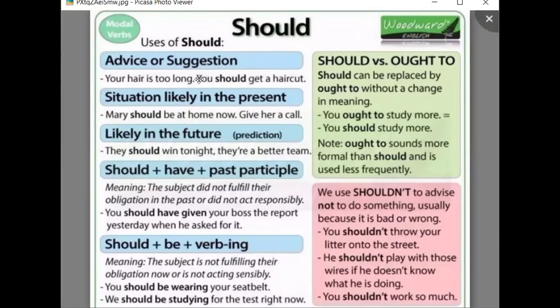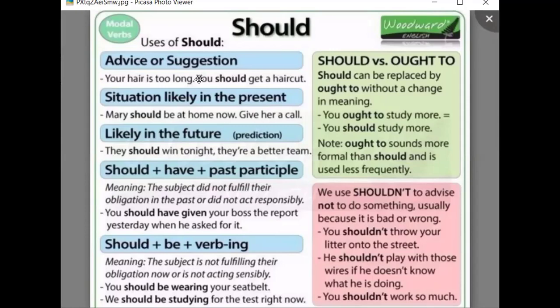Should, uses of should versus ought to. Should can be replaced by ought to without a change in meaning. You ought to study more. You should study more. Note: ought to sounds more formal than should and is used less frequently. We use shouldn't to advise not to do something, usually because it's bad or wrong. You shouldn't throw your litter onto the street. You shouldn't play with those wires if you don't know what you're doing. You shouldn't work so much.